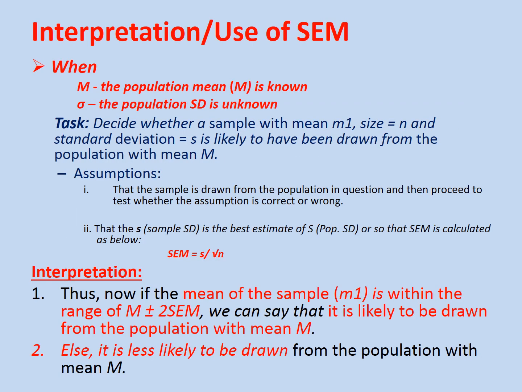Okay, let's start to understand the interpretation or use of the standard error of mean with the help of an example. But before we go ahead, let's understand that there are two types of situations when we calculate the standard error of mean. The first situation is when the population mean is known, as we have seen in the example of Loni town and hemoglobin levels.